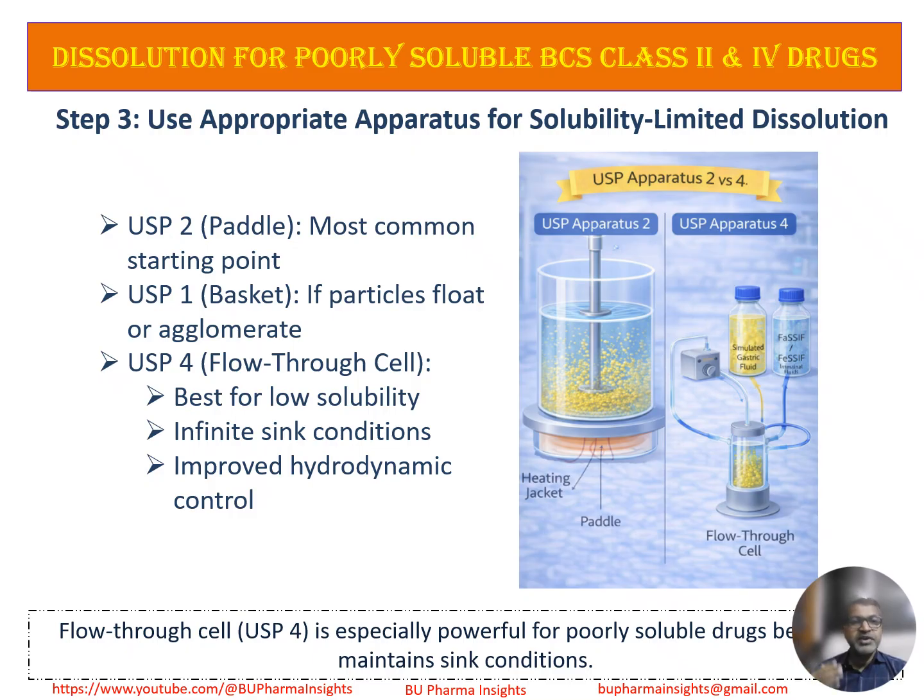USP apparatus 2 is the most common starting point in QC labs. If particles float or agglomerate, consider USP 1. For low solubility drugs, USP 4 is ideal. It provides continuous medium flow, creating near infinite sink conditions and better hydrodynamic control. USP 4 improves biorelevance, but for routine QC, USP 2 remains more practical, often with pH adjustment or mild surfactants.